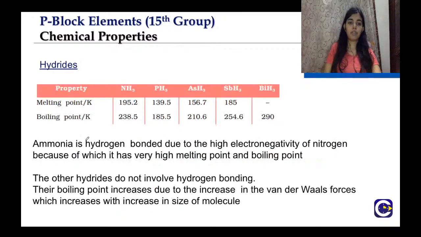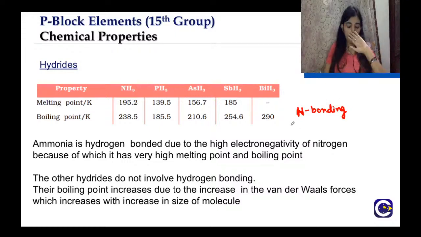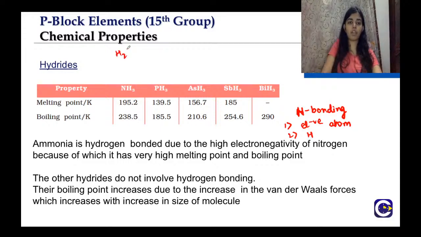Now next, if you see, ammonia is hydrogen bonded, right? Because for hydrogen bonding there are two conditions. What are the two conditions? First, there should be an electronegative atom present, and second, a hydrogen must be attached to it, right? For example, if you see water, oxygen is an electronegative element, hydrogen is attached to it. For ammonia, nitrogen is an electronegative element and hydrogen is attached to it. So ammonia and water both show hydrogen bonding, right?